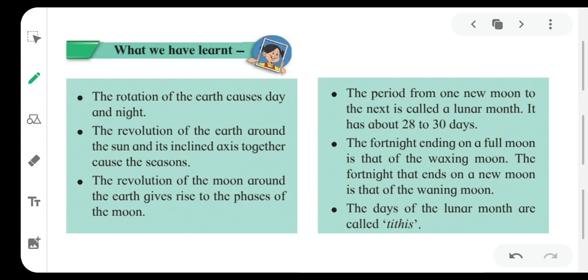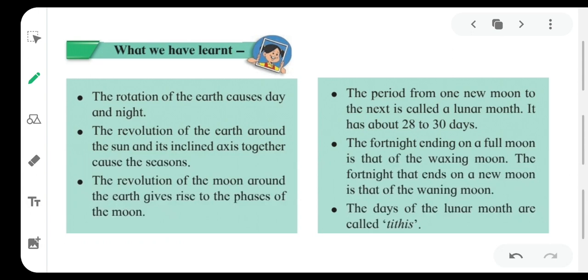And we all know what we have learned in this chapter. Firstly, we have learned that the rotation of the earth causes day and night. Secondly, we learned that the revolution of the earth around the sun and its inclined axis together cause the season. Third, the revolution of the moon around the earth gives rise to the phases of the moon. Fourth, the period from one new moon to the next is called a lunar month, and it has about 28 to 30 days.